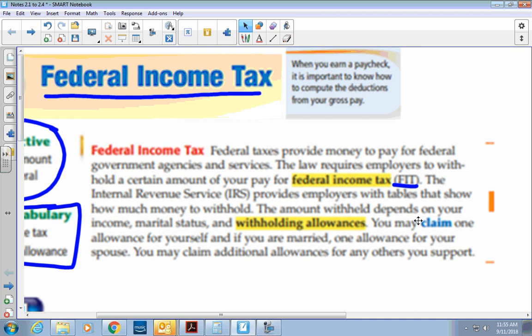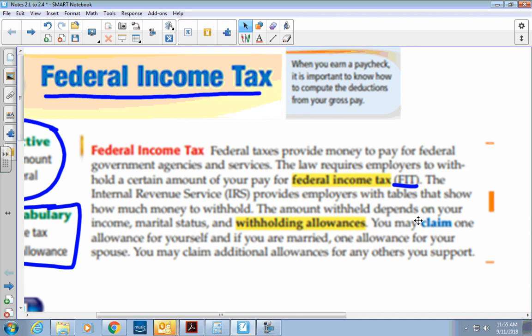You may claim one allowance for yourself. I am one person, I claim one allowance. And if you are married, one allowance for your spouse. So if there's 2 people in your household, you can claim 2. You may claim additional allowances for any others that you support.